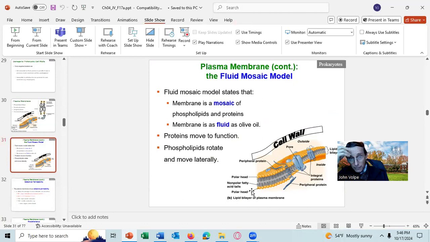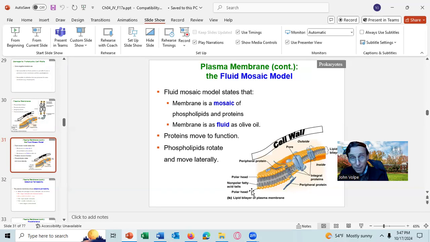The fluid mosaic model states the cell membrane is a fluid that is as liquid as olive oil, or as thick as olive oil. And as you know, olive oil is fairly thick. It's much thicker than the pouring of water. You can also distinguish how thick it is when you put it in the refrigerator. Olive oil will become solid, or at least part of the olive oil will become solid in the refrigerator, meaning it'll change from a liquid to a solid.